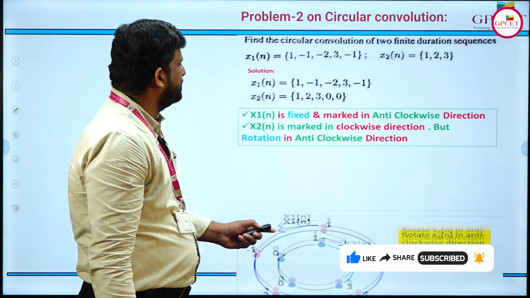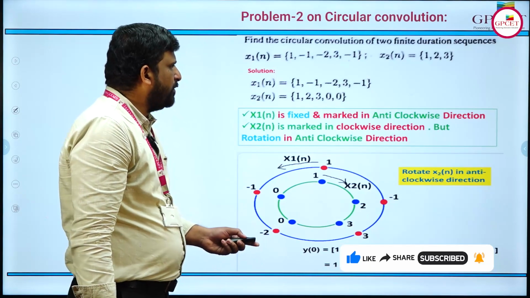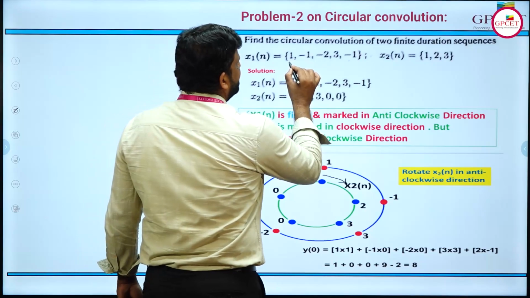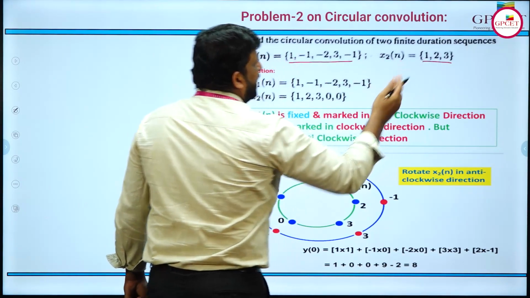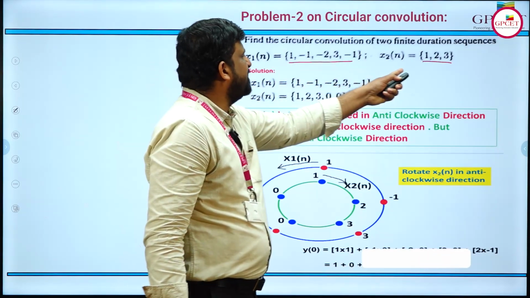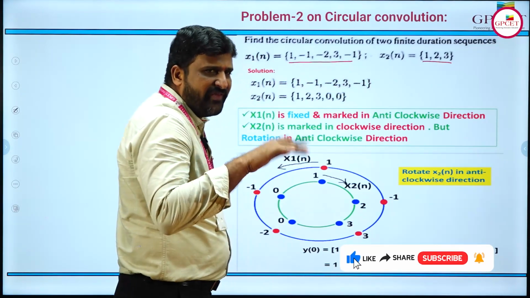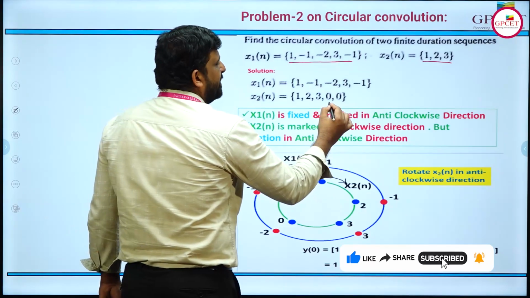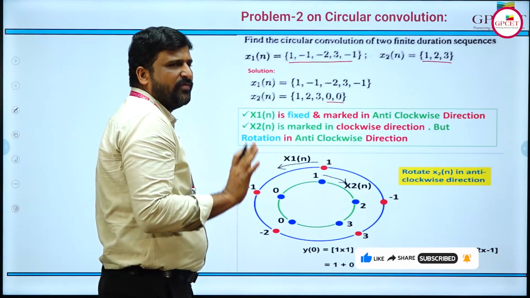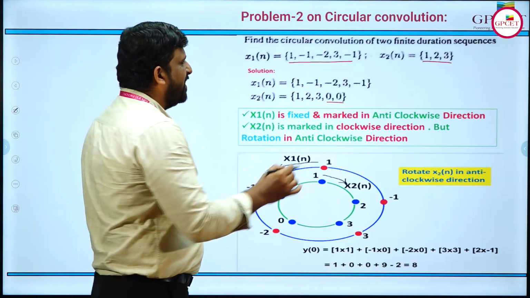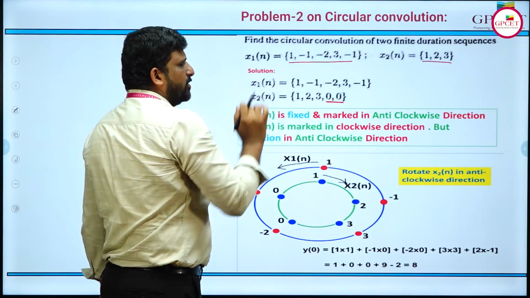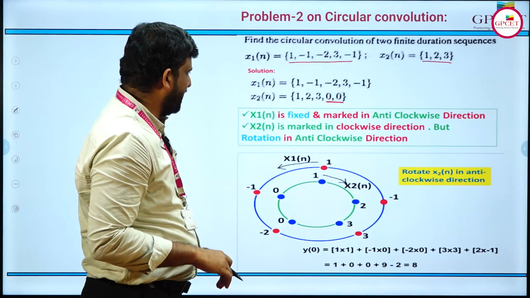Now another problem related to the circular convolution. If you see here, the sequences are somewhat unbalanced. The first sequence has a length of 5 and the second one has only 3. So if we get like this, we need to do zero padding for the second one. That means these two sequence lengths should be equal, so 5 should be equal. For that I am adding 2 zeros, so that the length of x2 of n will be equal to x1 of n.